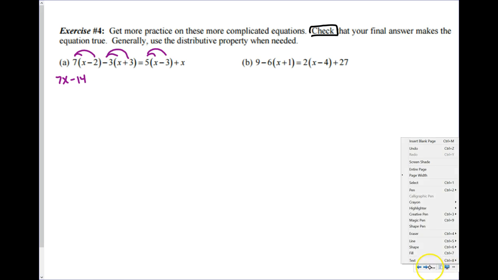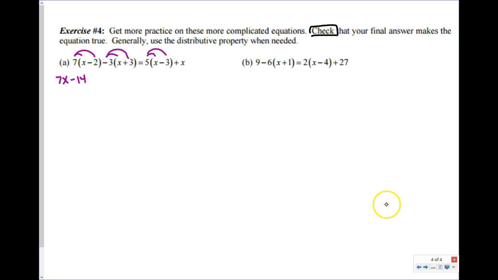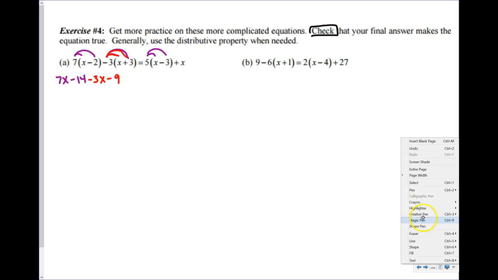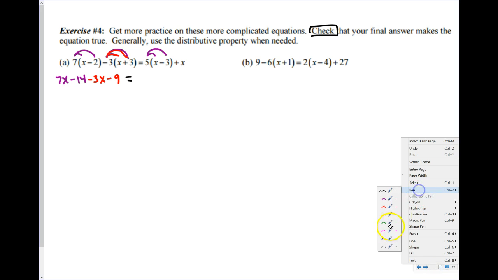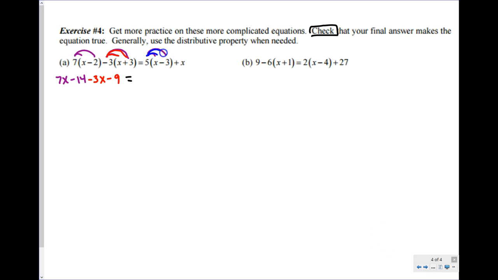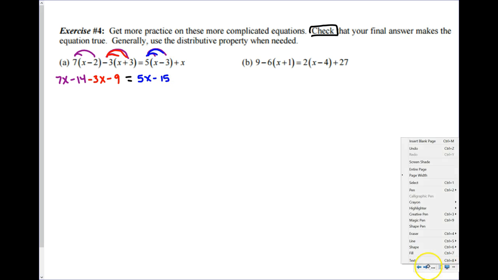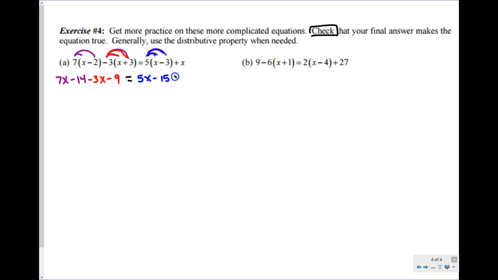Now the next distribution. You know what? In fact, I'm going to do this in a different color because it's a lot of distribution. So I'll do this next one in red. So then I have negative 3 times x. That's a negative 3x. Again, I'm not writing a plus sign. I'm just keeping the negative. Negative 3 times a positive 3. That's a negative 9. Equals, the next distribution I'll do in blue is 5 times x minus 3, so 5 times x is 5x, and 5 times negative 3 is negative 15, and I'm just going to carry down that x right there.